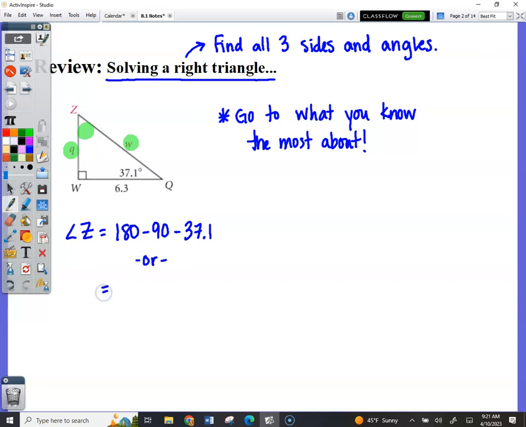Or you could say, well, if it's a triangle, it adds to 180, and if it's a right triangle, one of the angles is 90, which means there's only 90 left between the two acute angles. So some people choose to go this way. Either way you go, you still get 52.9 degrees. So angle Z is 52.9.